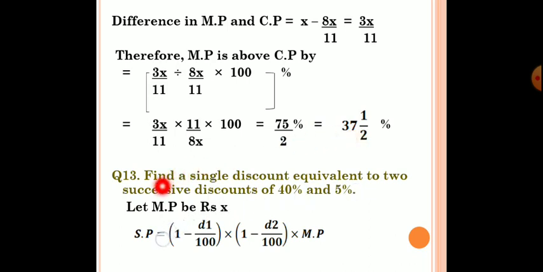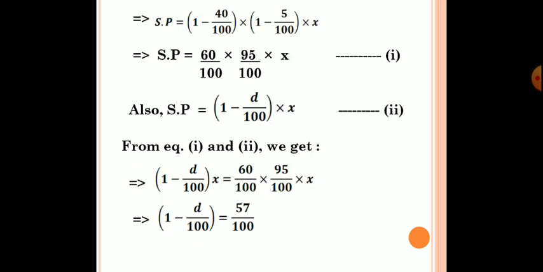Moving on to question number 13. Find a single discount equivalent to two successive discounts of 40% and 5%. So let the marked price be rupees x. Selling price equals 1 minus d1 by 100 into 1 minus d2 by 100 into marked price. So let us put the respective d1, d2 values, that is 40% and 5% respectively.